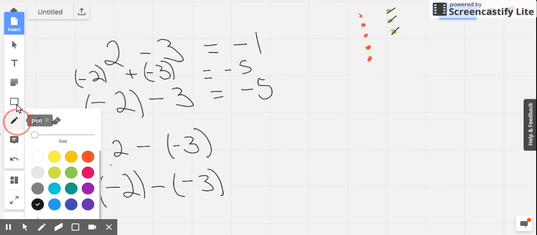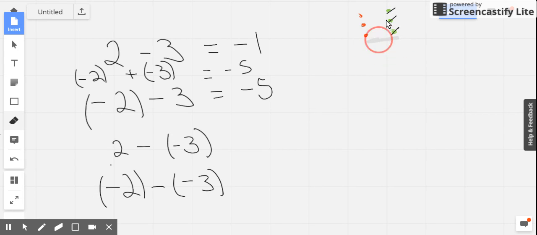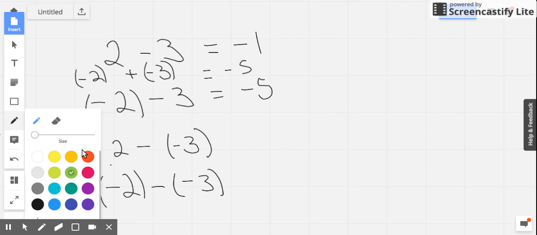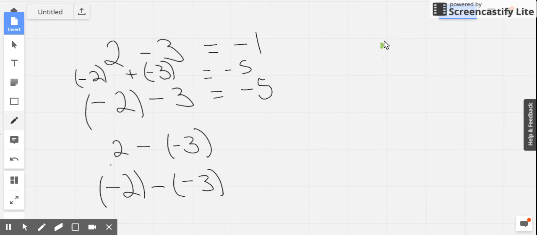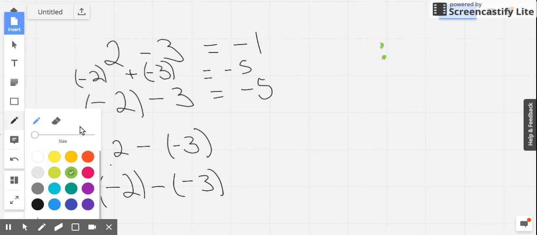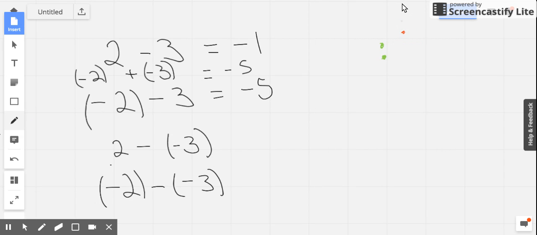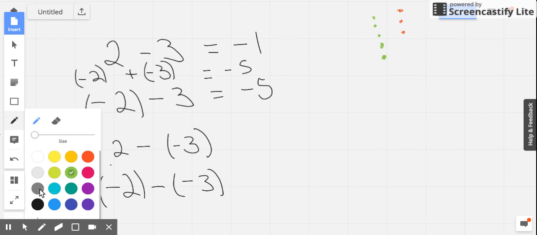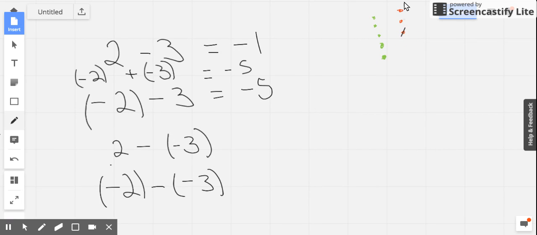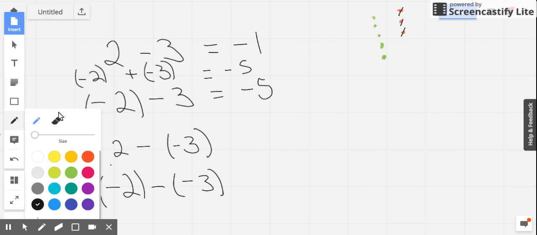Let's look at this scenario. We have +2, and we want to take away -3. Okay. So 1, 2. We don't have any negatives here, so we're going to need 3 0 pairs. So 1, 2, 3. 1, 2, 3. And we want to take away 3 of the negatives. So we do 1, 2, 3 are all gone. And we're left with 1, 2, 3, 4, 5. +5.